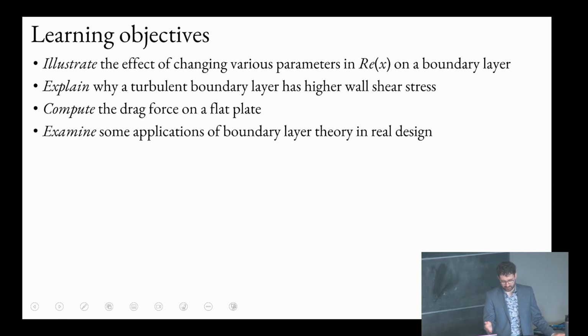So today, we're going to continue talking about boundary layers. I'm going to illustrate the effect of changing the different parameters. You remember I mentioned how boundary layer thickness varies with Reynolds number, and what that means for free stream velocity means thinner boundary layer and so on. So I have an interactive thing that is going to allow us to visualize that better. I'm going to explain why the turbulent boundary layer has a higher wall shear stress. I'm going to give you a formula to compute the drag force on a flat plate. And we're going to look at some cool applications of boundary layer theory in real mechanical design problems.